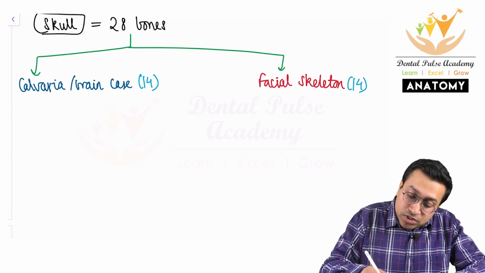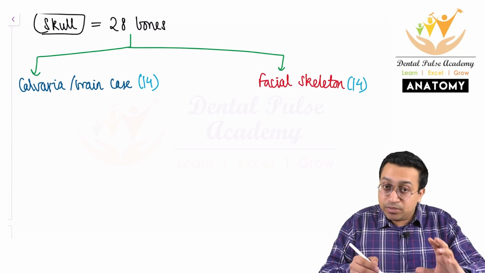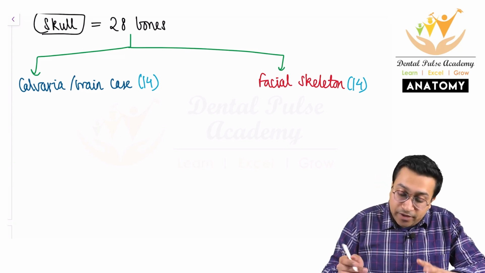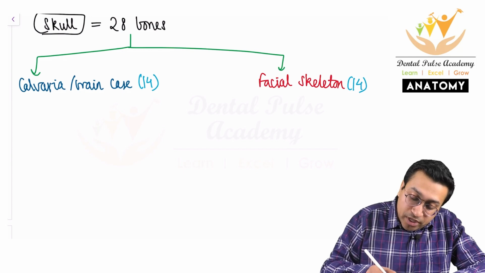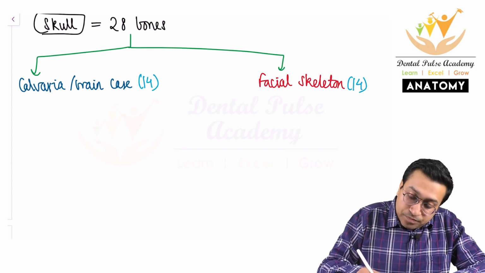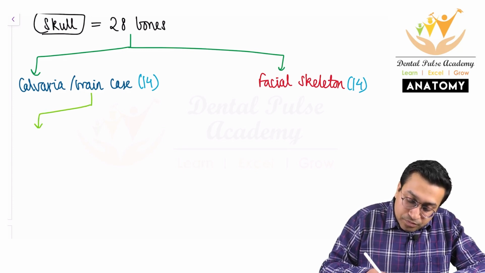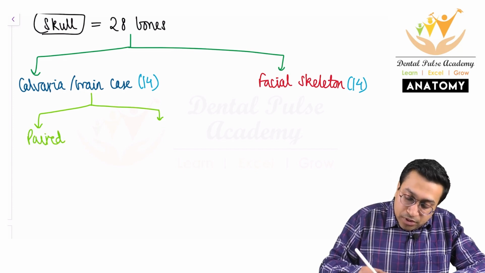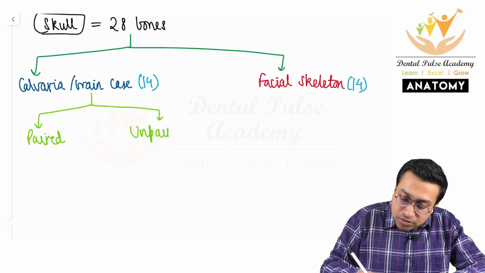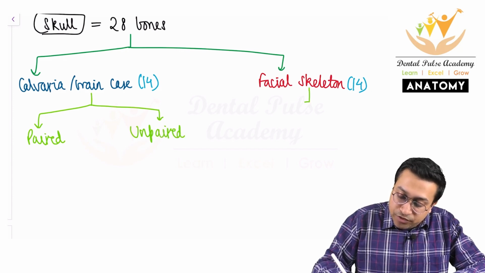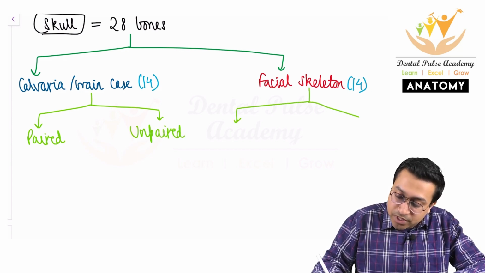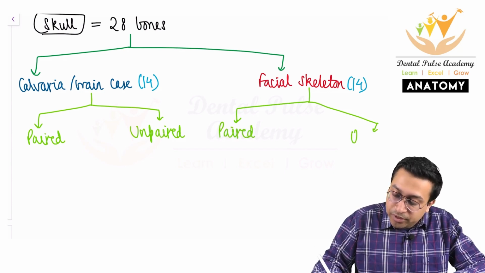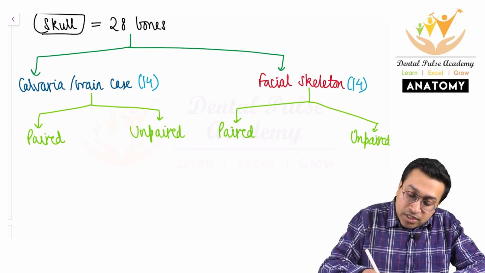Now what are these bones? The calvaria or the brain case, both of them have some paired bones and some unpaired bones. Similarly, in the facial skeleton also we have the same list, the paired and the unpaired. So let us see what these are.